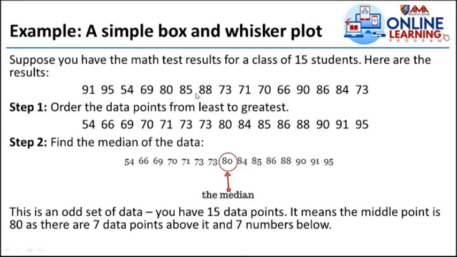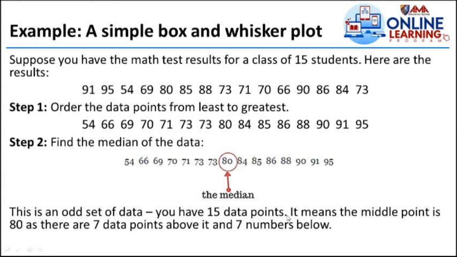So that is 15 plus 1, 16 divided by 2, we have 8. So 1, 2, 3, 4, 5, 6, 7, 8. So this is our median. Okay, paano nakuha? From our number of elements, they are 15. Plus 1 is 16 divided by 2, so we have 8. This is our element, we have 80. That's our median. This is an odd set of data.